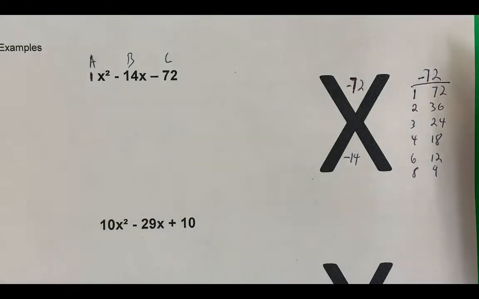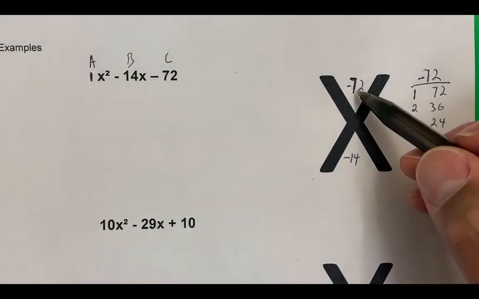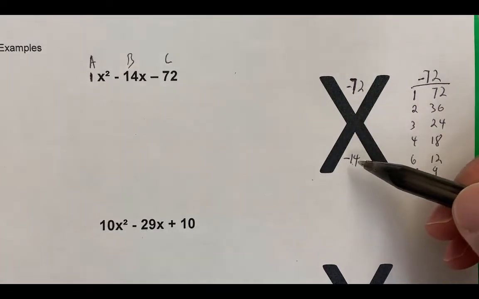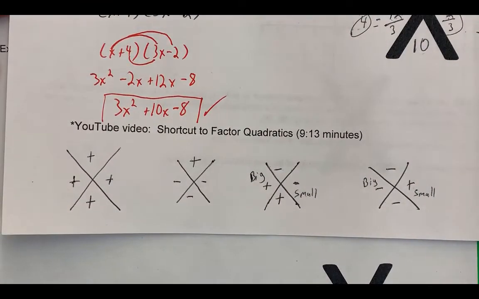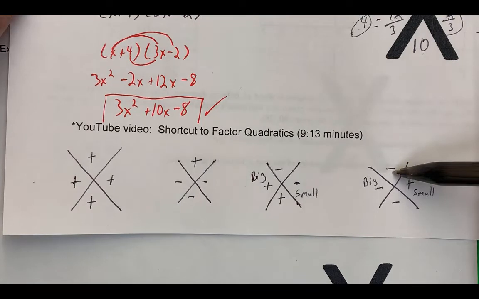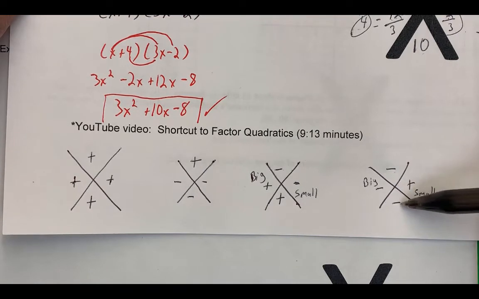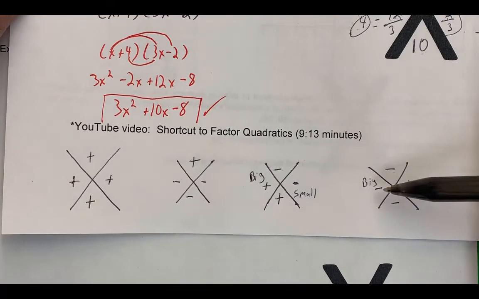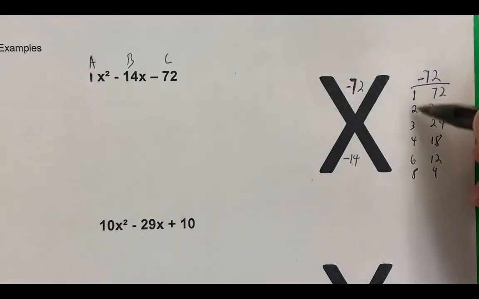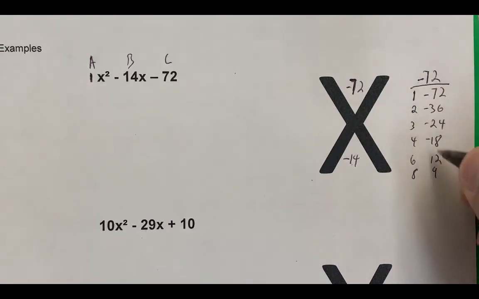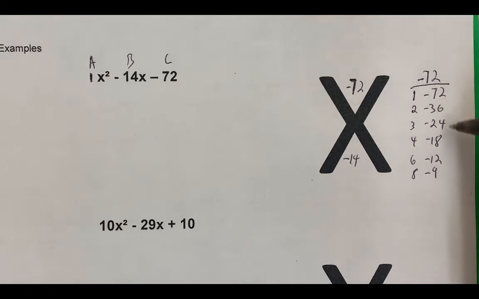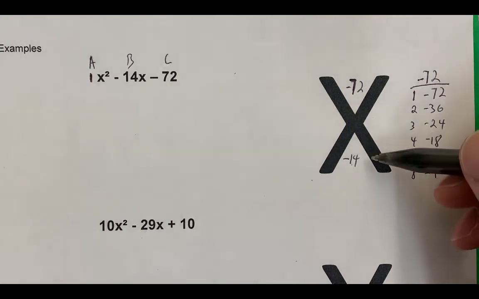So now I've got all those factors, but again, I've got a case where I've got a negative number for AC and a negative number for B. So if I come back over to that little cheat sheet we made in the other one, right down here at the bottom, I've got a negative up top and a negative on the bottom, which means I want my big number to be the negative one and the smaller number to be the positive number, okay? So we'll keep these all positive, make these all negative.